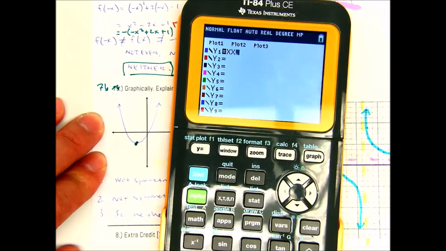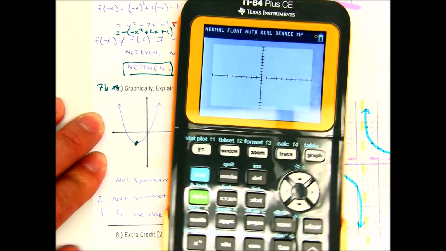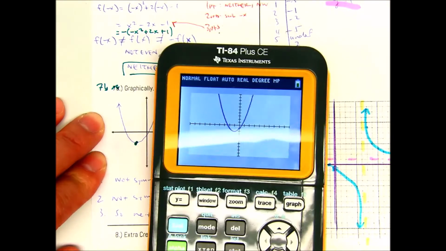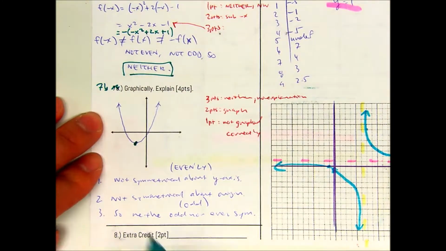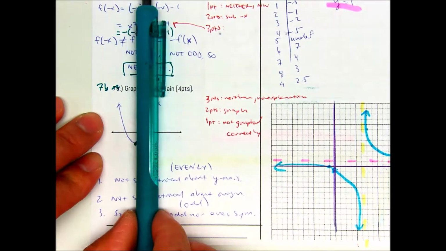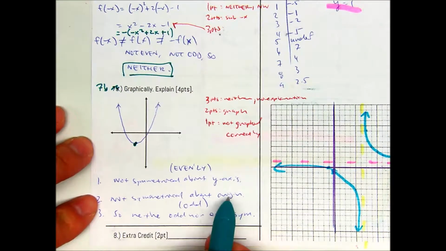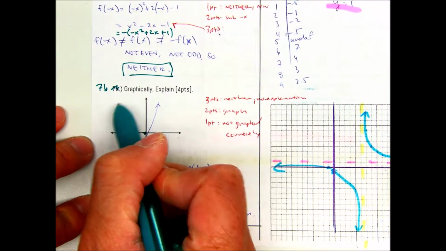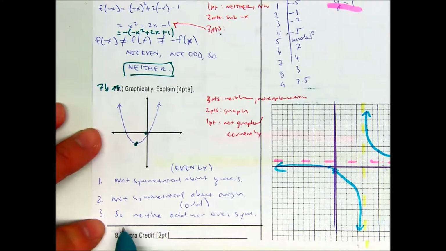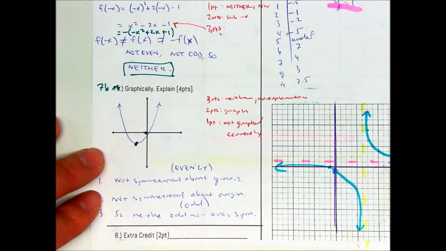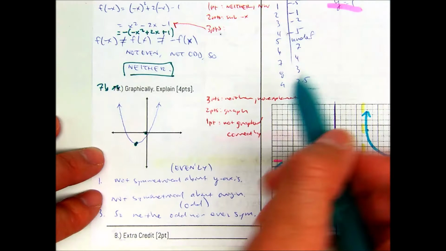It's not symmetrical. So I know it's not symmetrical about the y-axis. It doesn't fold exactly. It's not symmetrical about the origin. Remember, the origin is the one where the graph looks like this over here in quadrant 2 and quadrant 4, or quadrant 1 and 3. So the answer is neither, because it's not symmetrical evenly nor symmetrical odd, therefore it's neither. I gave you 3 points if you wrote neither but gave no explanation, 2 points if you had a correct graph, and if you had an incorrect graph, I gave you 1 point.